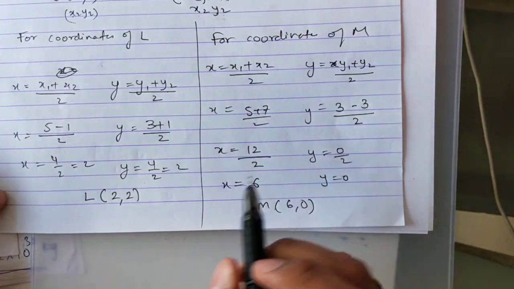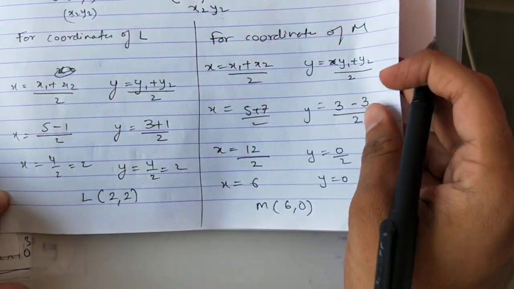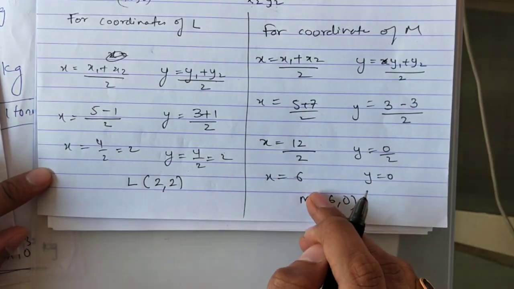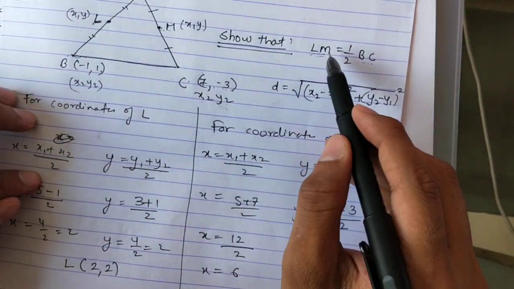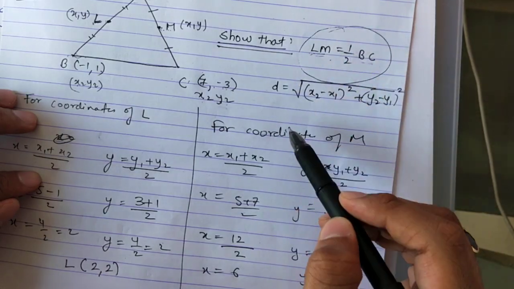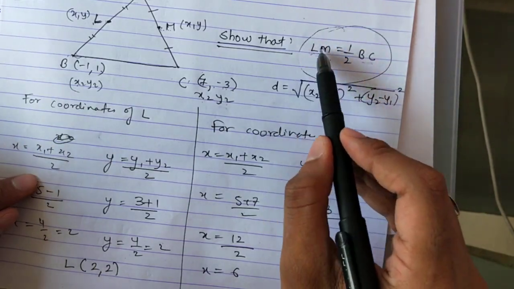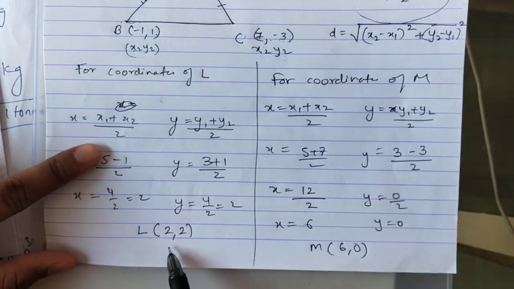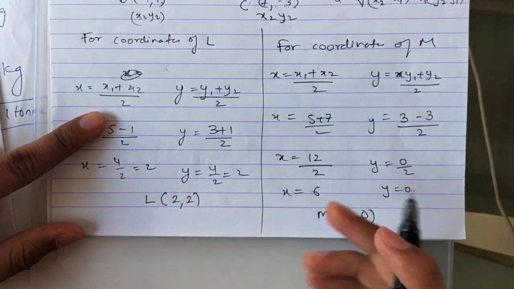So they haven't given the answer for this because it's a show that question. So till now we found the value of L and M. Now I told you that we have to show that LM is half of BC. So I need the length of LM and I need the length of BC. LM coordinates I know, 2 comma 2 and 6 comma 0.